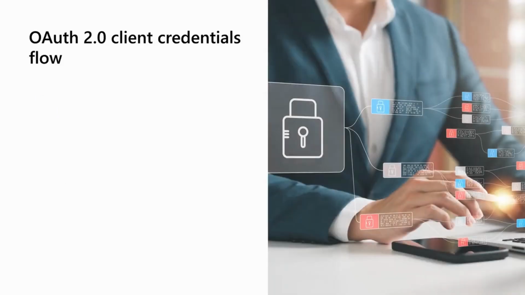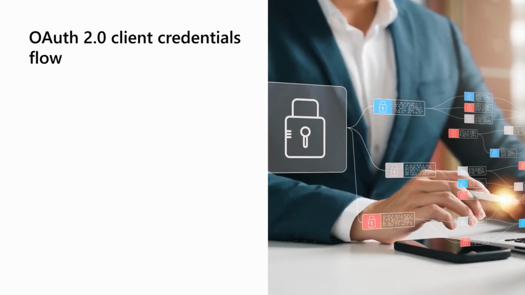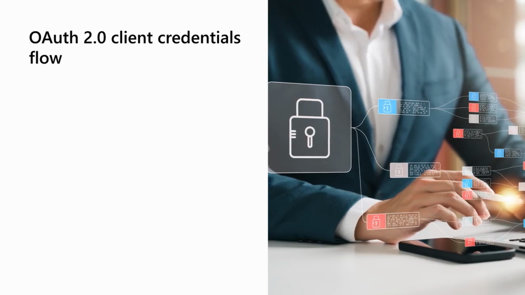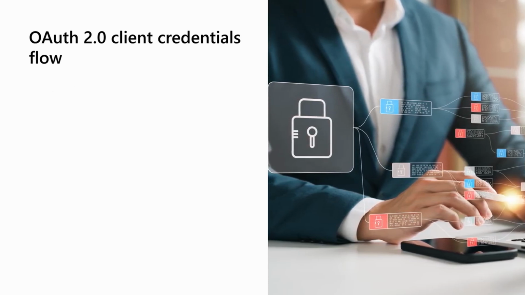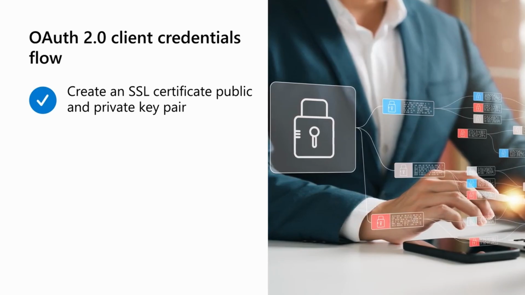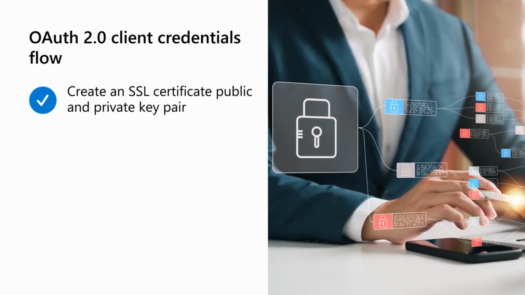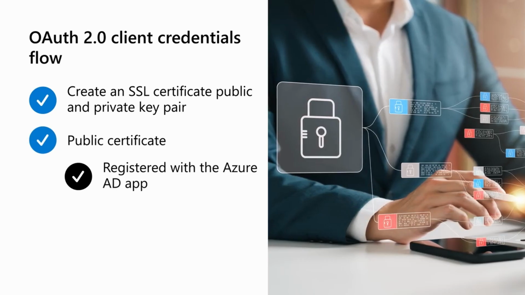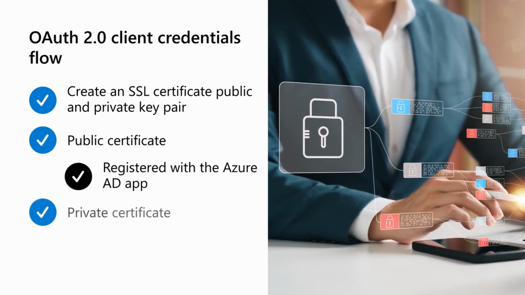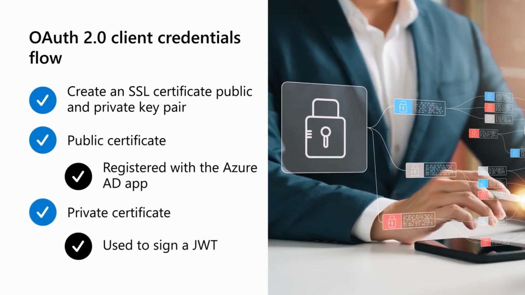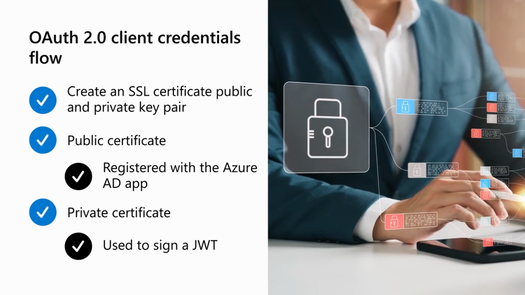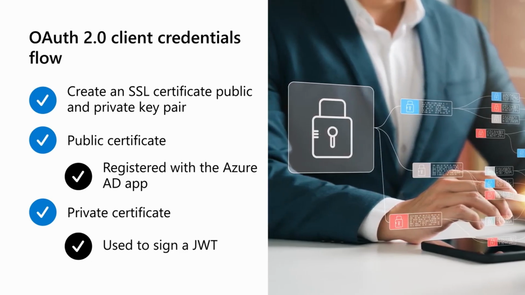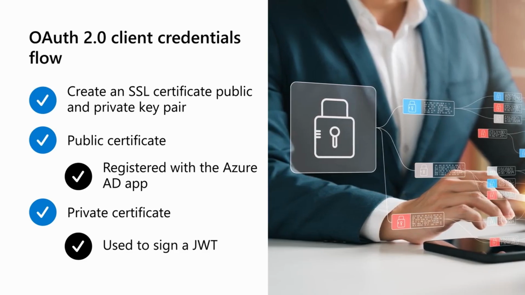How does the OAuth 2.0 client credentials flow work? Does the app need to sign in to obtain an authorization code? No. During the Azure AD app registration process, you create a secure sockets layer, or SSL, certificate public and private key pair. The public certificate is registered with your Azure AD app. Within the service or daemon app, the private certificate is used to sign a JSON web token, or JWT, that is sent to the token endpoint. Administrators can also use a client secret instead of a certificate, but this is not recommended for production.